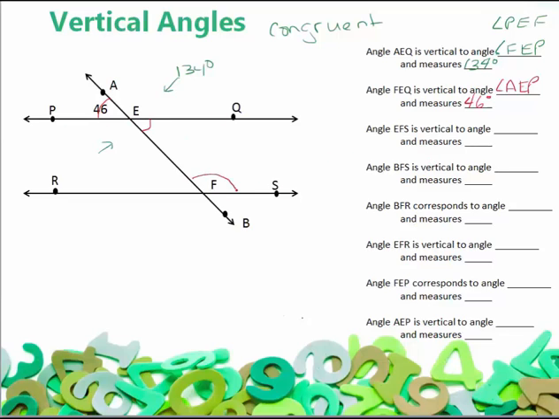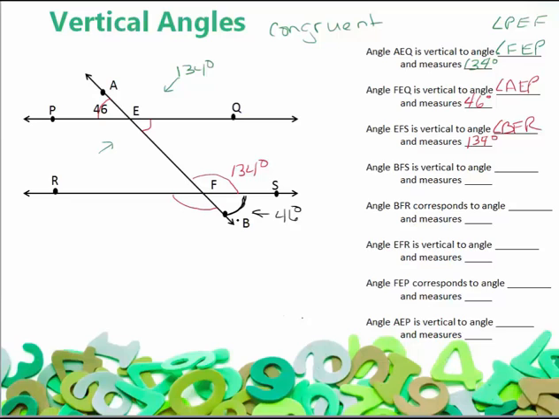EFS, this angle, is vertical to what angle? Did you guess BFR? If you did, you'd be correct. In the previous slide, we knew that this was 134 degrees because it was corresponding angles. This is 134 degrees, so vertical angle BFR is also 134 degrees. BFS, this angle, I just marked in black, must be 46 degrees because we have a straight line. Straight lines equal 180.